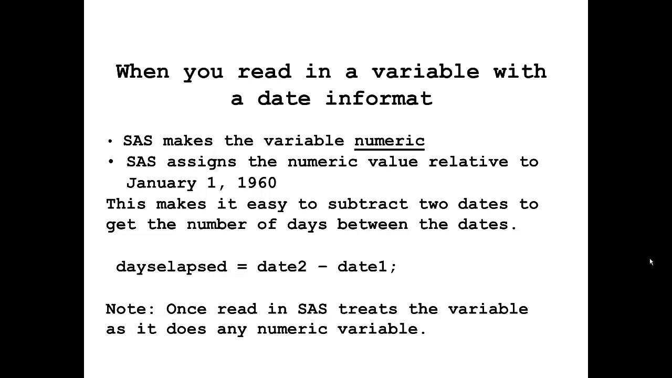When you read in a variable with a date informat, SAS makes the variable numeric. So to SAS, the date is a number, and that number is the numeric value relative to January 1st, 1960. Since SAS turns it into a number, it is easy to subtract two dates to get the number of days between the dates. So here in this example, we're creating a variable days elapsed equals date 2 minus date 1. So the important thing to remember is that once SAS reads in a date variable, it treats it as it does any other numeric variable.